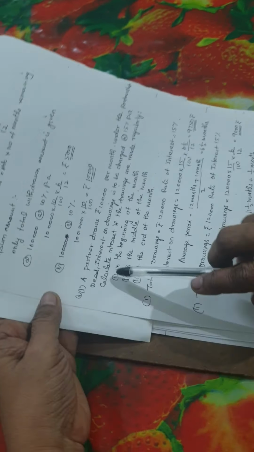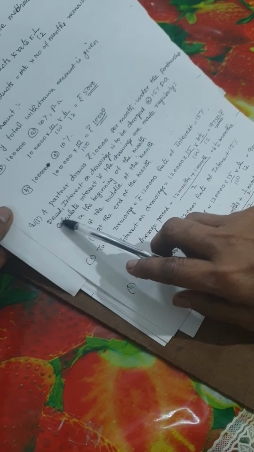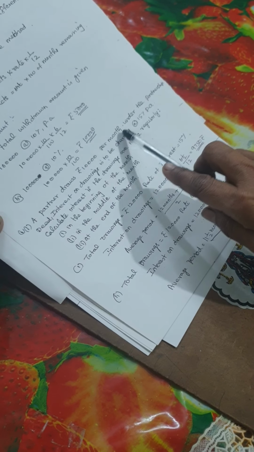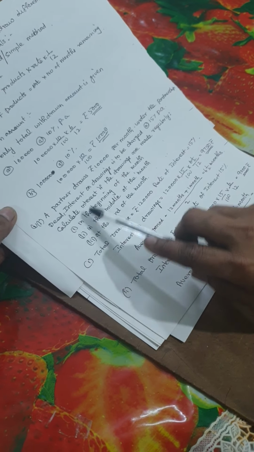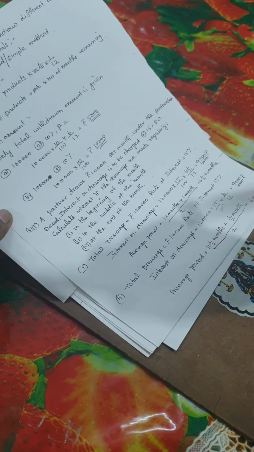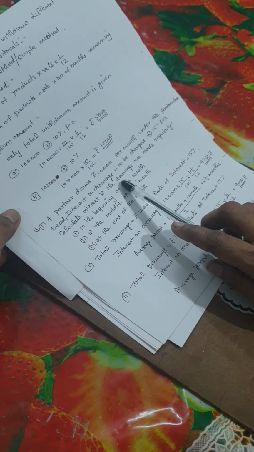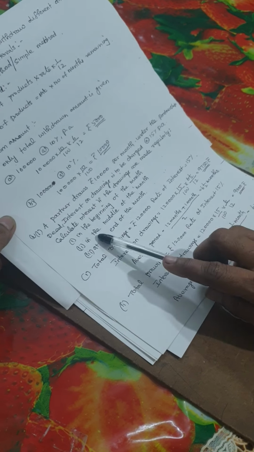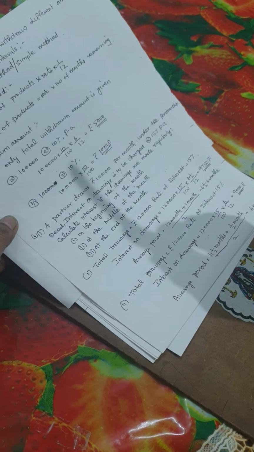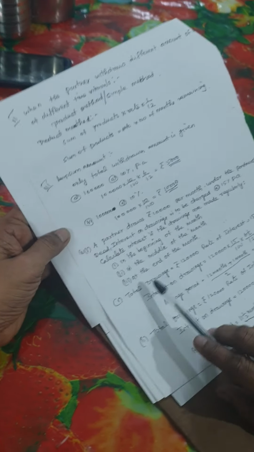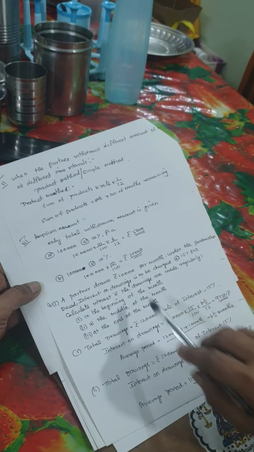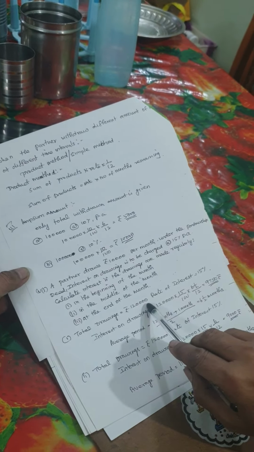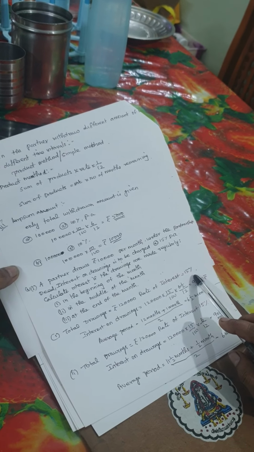We'll do one problem first based upon interest on drawings. A partner draws 10,000 per month. Under the partnership deed, interest on drawings is to be charged at 15%. Calculate interest if drawings are made regularly in the beginning of the month, in the middle of the month and end of the month. In that case, total drawings will be 10,000 into 12, so it is 1,20,000. Rate of interest is 15%.